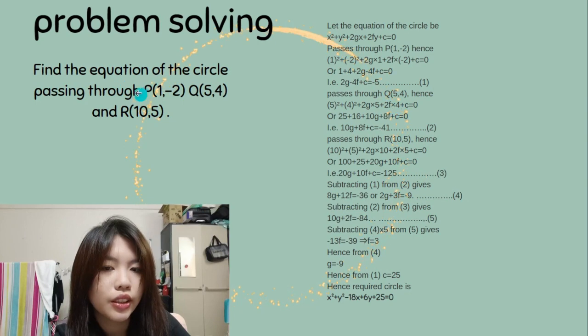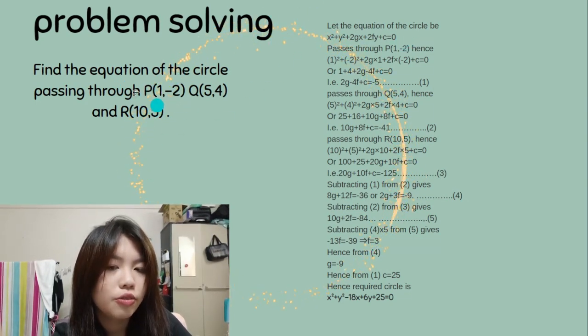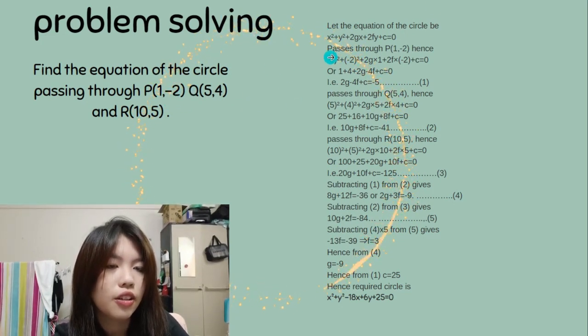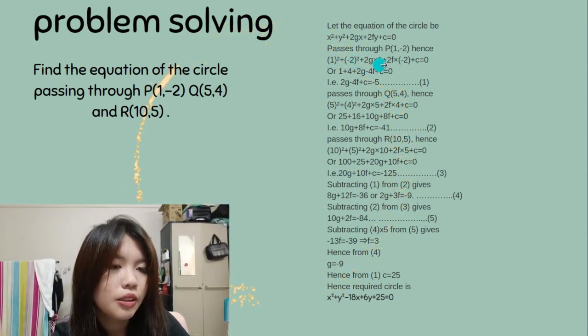First, we use P(1, -2), where 1 is x and -2 is y. We just substitute this information into this form. So we get 1 squared plus negative 2 squared plus 2g times 1 plus 2f times negative 2 plus c equals 0. Then we get 2g minus 4f plus c equals negative 5.